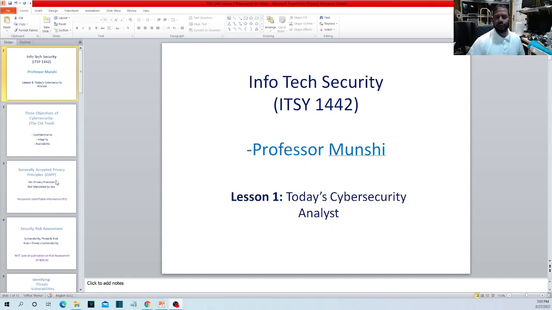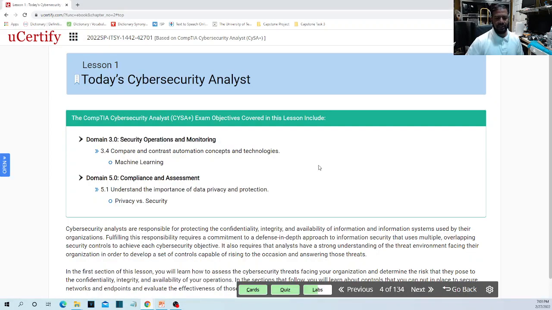I'm going to use my PowerPoints and of course my verbal explanation, and I'm going to visit frequently your actual courseware in UCertify. So today, as I mentioned, we are discussing chapter 1, today's cybersecurity analyst. My reason for coming to the courseware and showing you the pages is that as I explain, you will also be familiar with your courseware. And after you watch my video, it will be easier on you to study and learn from the courseware. So let's get started.